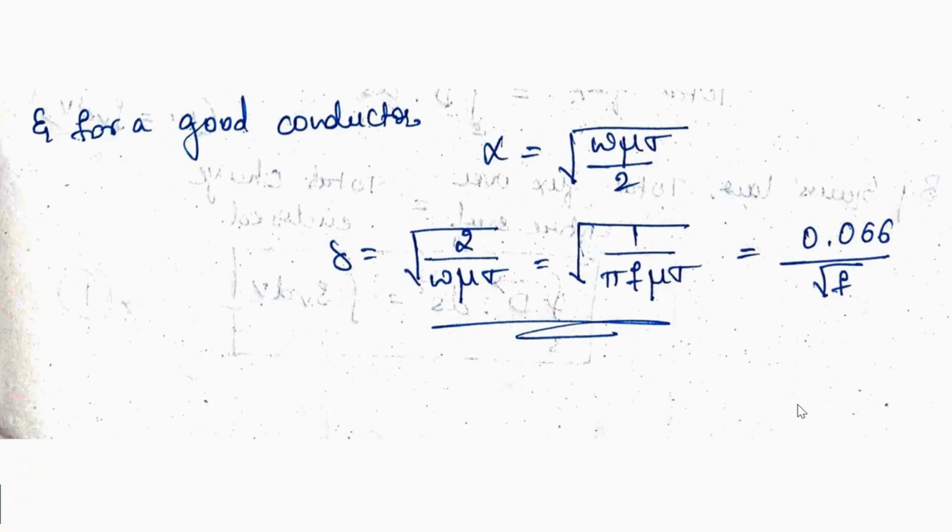For a good conductor, alpha is equal to square root of omega mu sigma divided by 2. Now for delta, it is 1 by alpha, so the reciprocal is square root of 2 divided by omega mu sigma, which is equal to, writing omega as 2 pi f, the 2 gets cancelled, square root of 1 divided by pi f mu sigma. On substituting the values of pi, mu and sigma, we get 0.066 divided by square root of f as the value of the depth of penetration, that is delta.